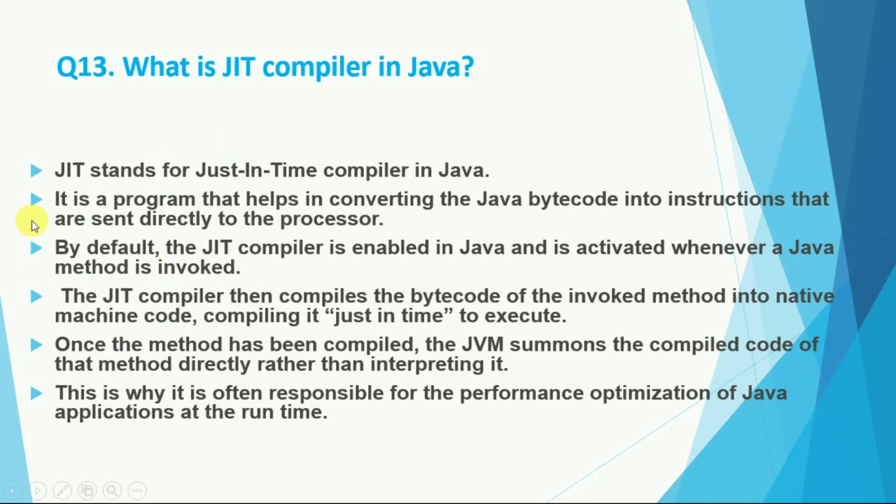So whenever we write any method in our Java program, that particular method is first invoked. JIT is responsible for converting that particular Java bytecode into instructions, which is responsible for the performance optimization of Java applications at runtime. The invoked method is converted into native machine code, and then compiled just in time to execute. So that is the just in time compiler, I hope you understood.